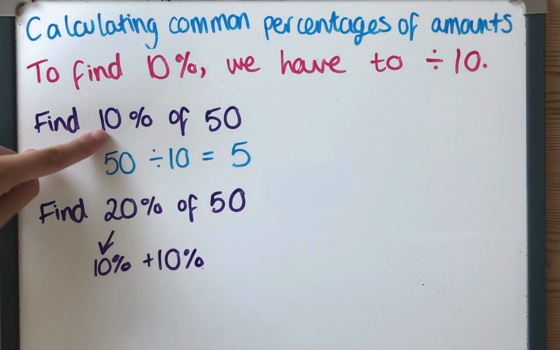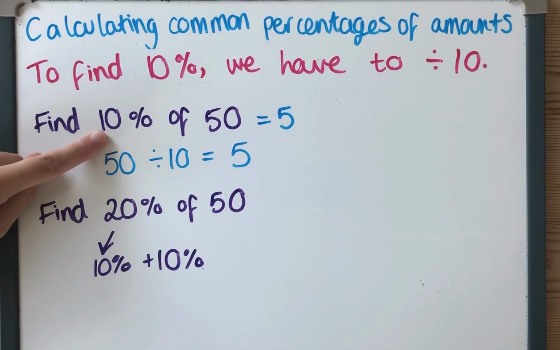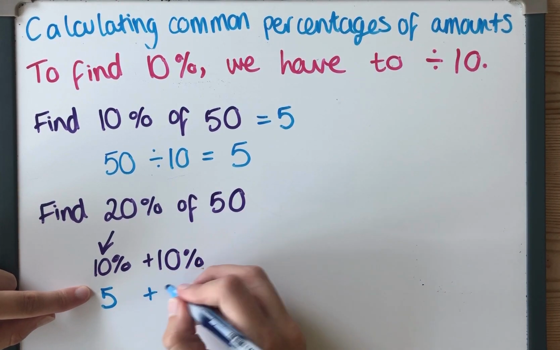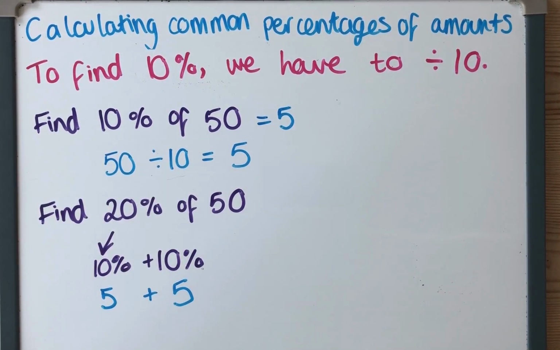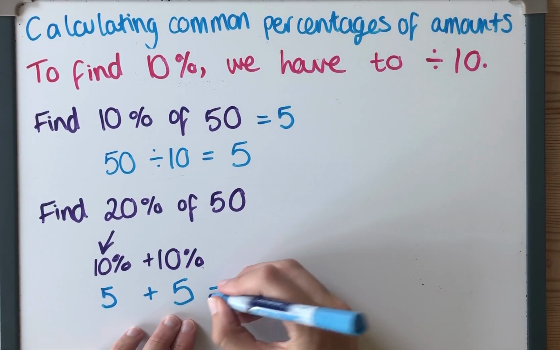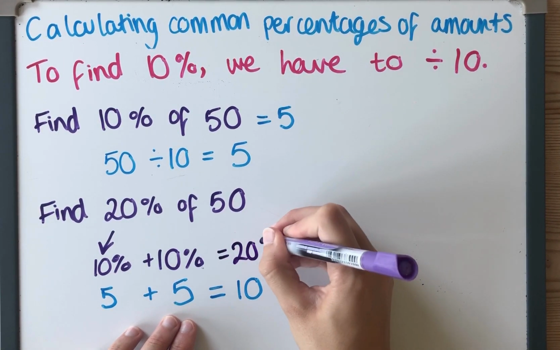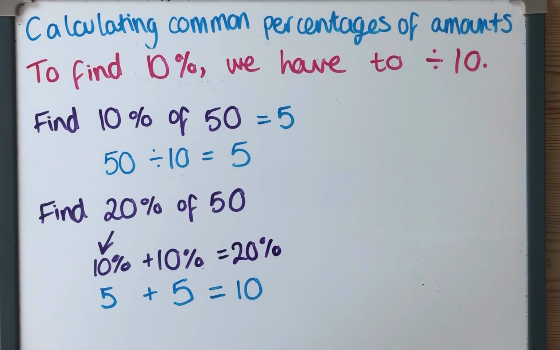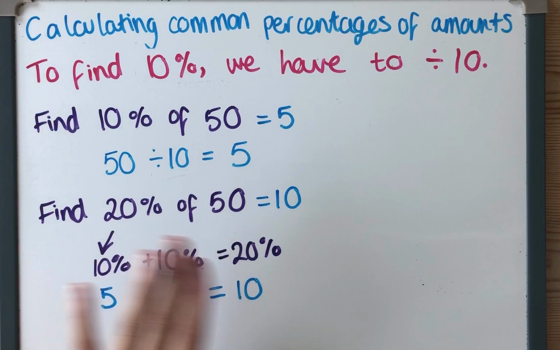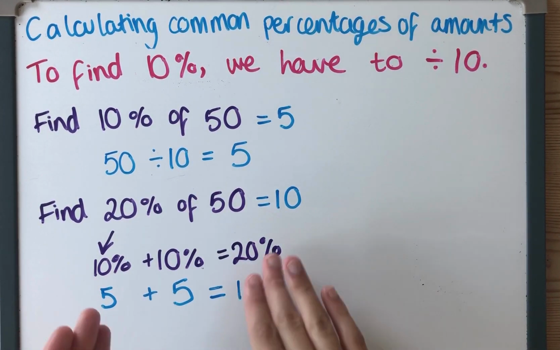Now we know that 10%, because we found it up here of 50, was 5. So if I know that 10% of 50 is 5, and I've got another 10% is another 5, that means that 20% of 50 is 5 add 5, which is 10. So we can use our little building blocks to make bigger ones, okay? So 20% of 50 is 10, because 10% is 5 and 10% is 5, so that means 20% is 10.